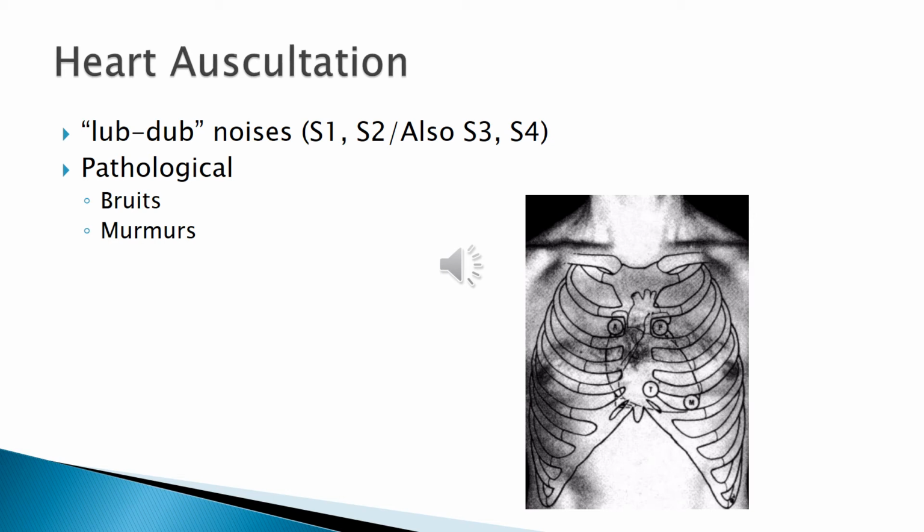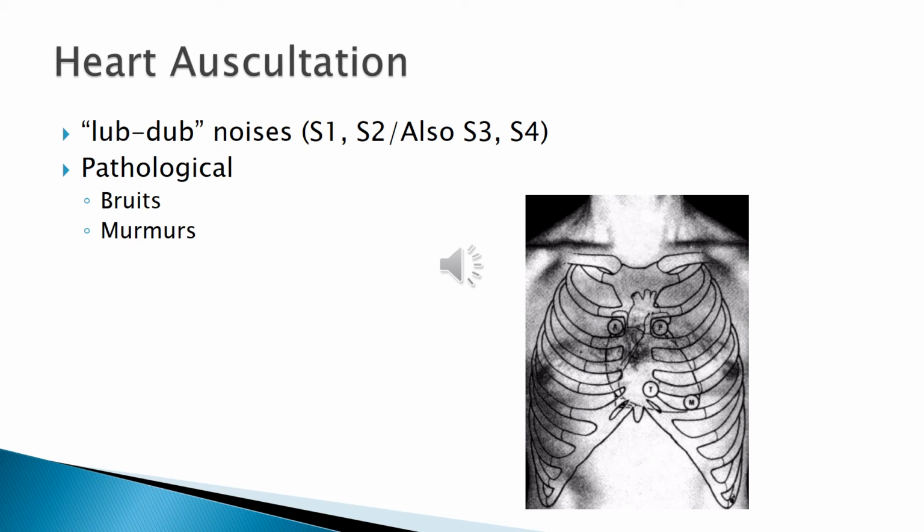Now, if you look at the picture on the screen, there's a similar picture in your textbook. Those correspond to the four listening sounds. You have the aortic heart sound, which is located just to the right of the sternum in the second intercostal space. On the left side of the sternum, you have the pulmonic zone, which is located in the second left intercostal space.